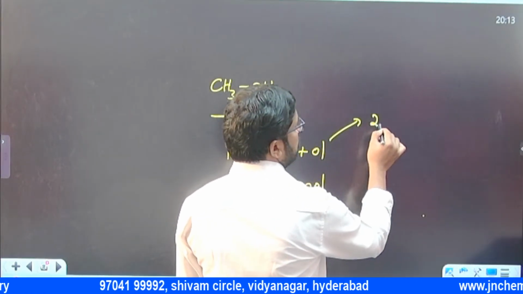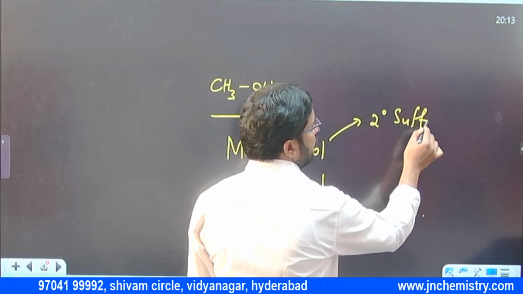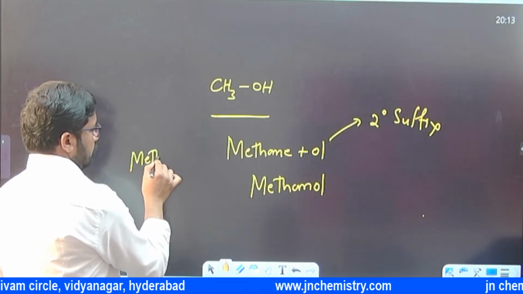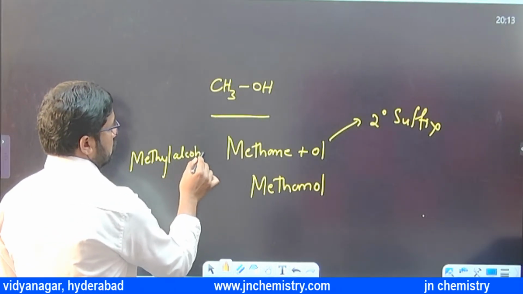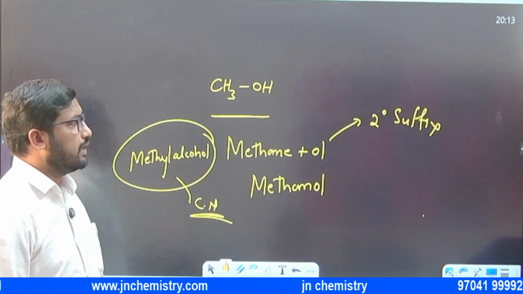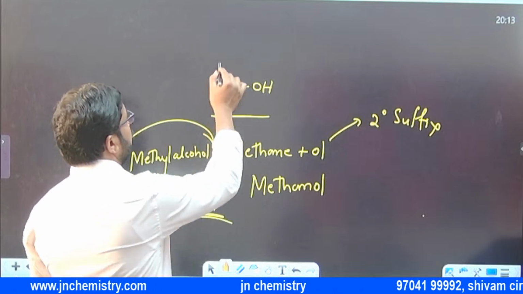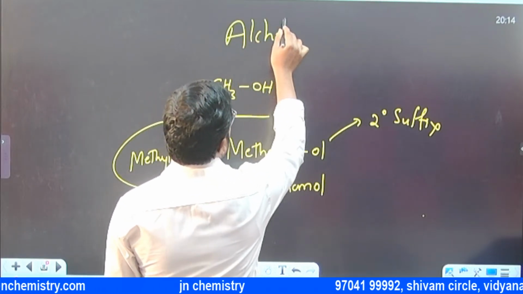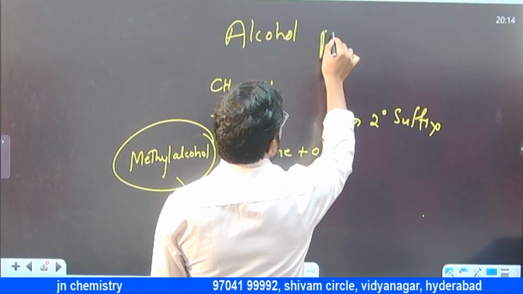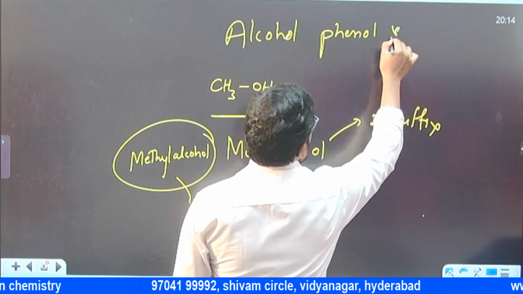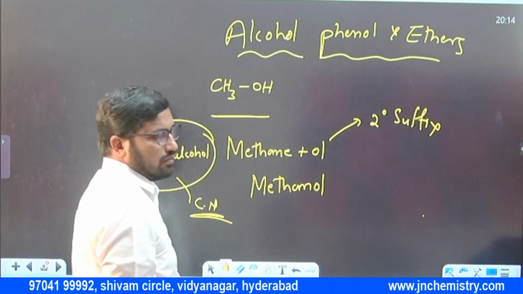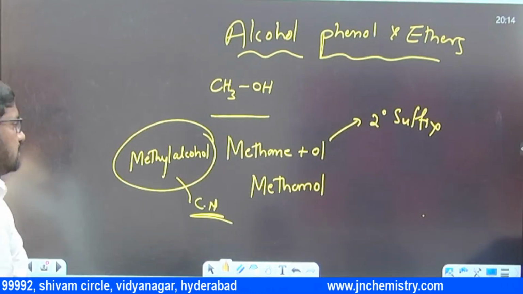This is the secondary suffix. So methyl alcohol is the common name. Put the heading: alcohol, phenol and ethers. Alcohol, phenols and ethers. So write it down.